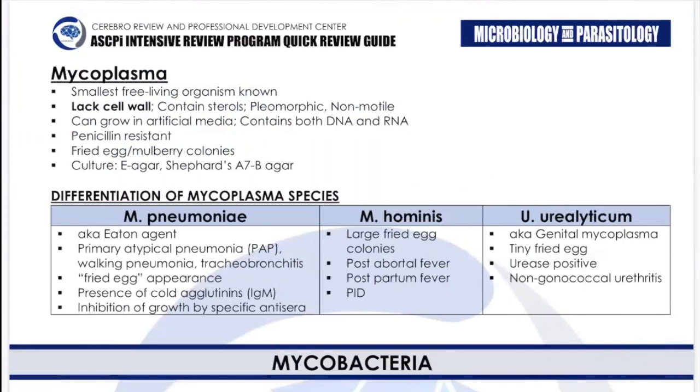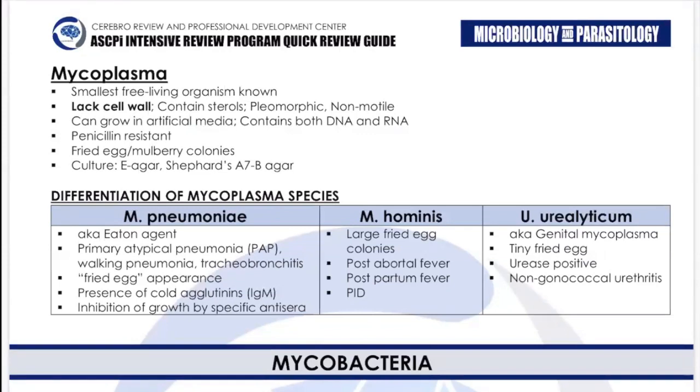That's why common recall question dito, yung tao daw merong pneumonia, nung binigyan daw ng penicillin, hindi nag-respond. Bakit? Because the organism does not have a cell wall. So instead, it has sterols, pleomorphic siya, and it's non-motile. It can grow in artificial media, unlike the first two, the rickettsia and the chlamydia. This one can grow in artificial media. It is penicillin resistant and it has fried egg mulberry colonies.